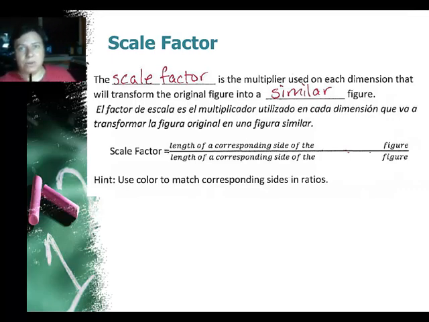The scale factor is something you will see a lot of, not only because it's used for the similar polygons in this area, but it's also used for dilations of the same idea in the coordinate plane. So the scale factor is a multiplier used on each dimension that will transform the original figure into a similar figure. We find it very much like the way we find the similarity ratio. The important thing is that the transformed figure goes on top of the ratio and the original figure goes on bottom.